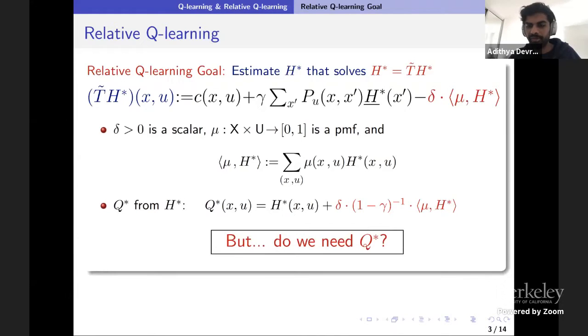So ultimately, why do we estimate the Q value function? We estimate it so that we can apply a greedy policy and get the optimal policy. But if you look at this equation here, the optimizer of Q star is the same as the optimizer for H star, since the constant doesn't really matter. So estimating H star must essentially be sufficient for you to get the optimal policy.